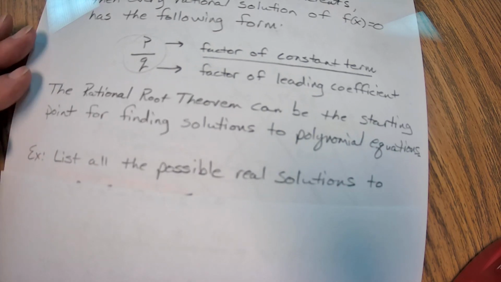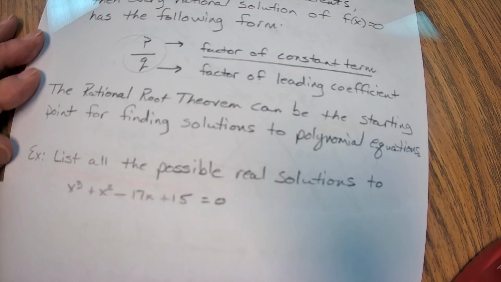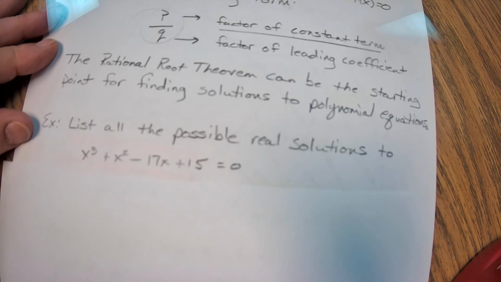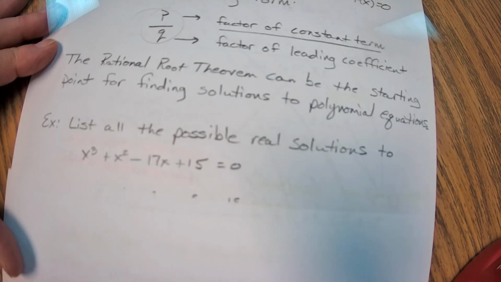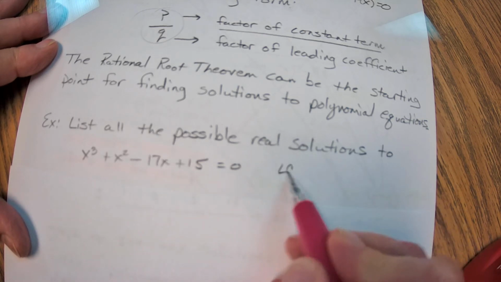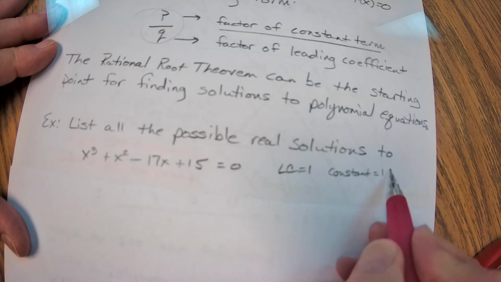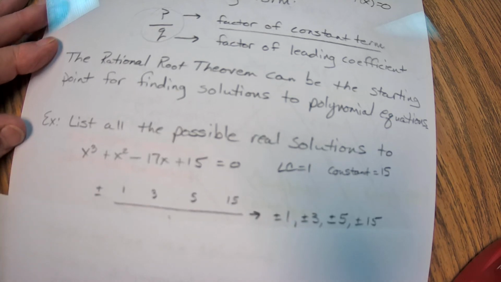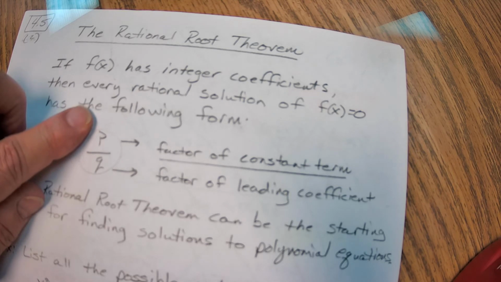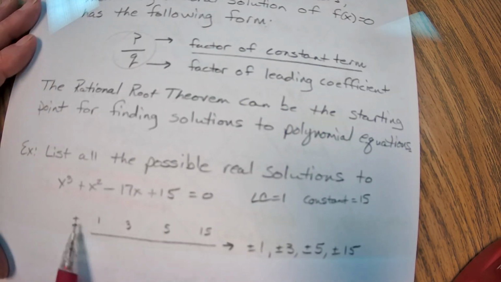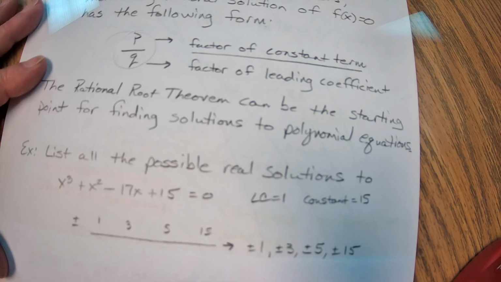For example, in this section, you're going to be asked to list all the possible real solutions to that function. So let's look at it: the leading coefficient is 1, and the constant term is 15. So remember the P over Q. P is all the factors of the constant term, which is plus or minus 1, 3, 5, and 15. And since the leading coefficient is 1, I know that that's my only possibility for the denominator. So the possible real zeros of this function are plus or minus 1, plus or minus 3, plus or minus 5, or plus or minus 15.